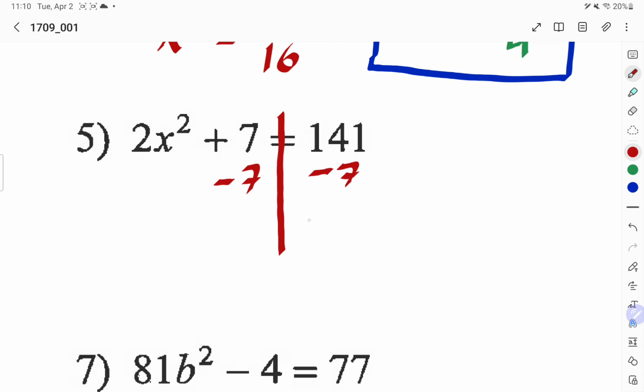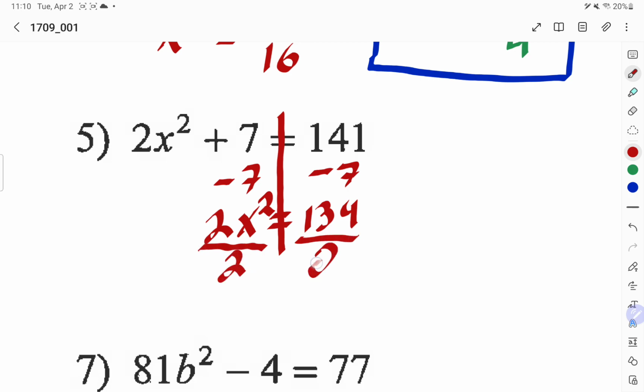So that's going to give me, I believe, 134. Now we have 2x squared equals 134. We divide both sides by 2. Okay, those cancel out. And now we have, well, let me rewrite what we have. So we have x squared is equal to 67. Now, once I have this, I'm going to have to square root both sides.